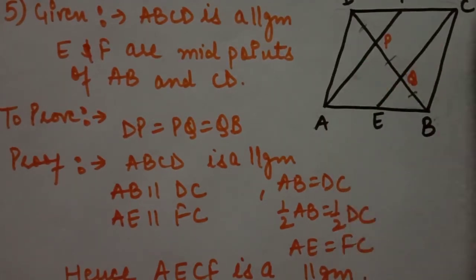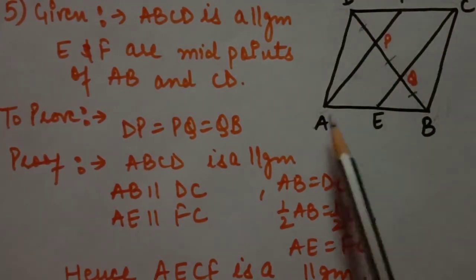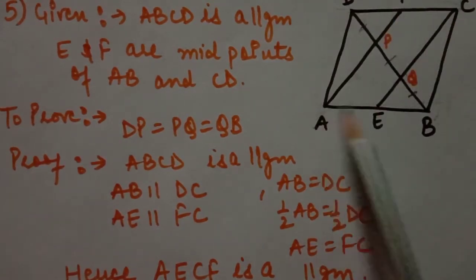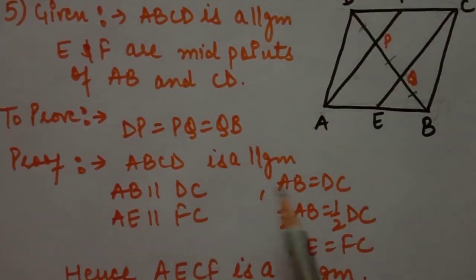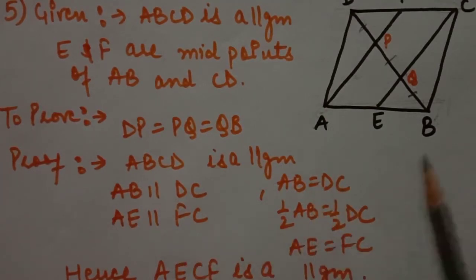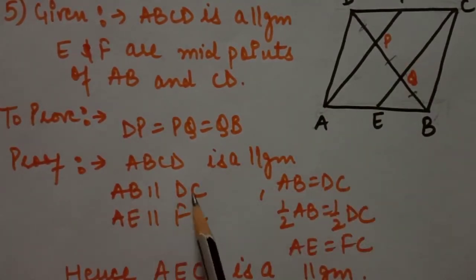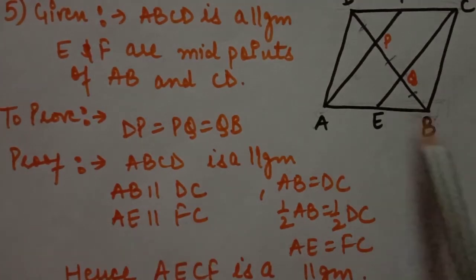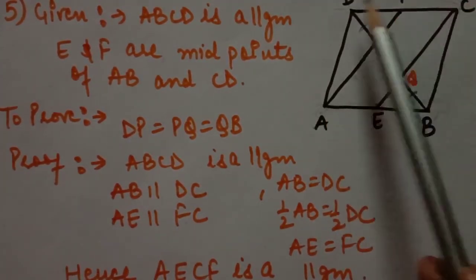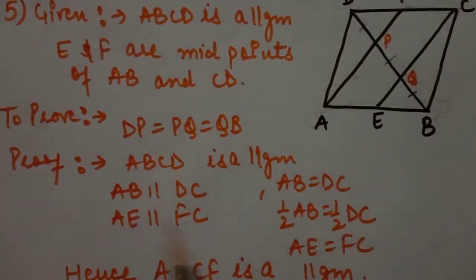In parallelogram ABCD, AB is parallel to DC and AB is equal to DC, because of the property of a parallelogram. So the part of AB and part of DC are also parallel to each other. So part of AB is AE and part of DC is FC. So they both are equal and parallel to each other.